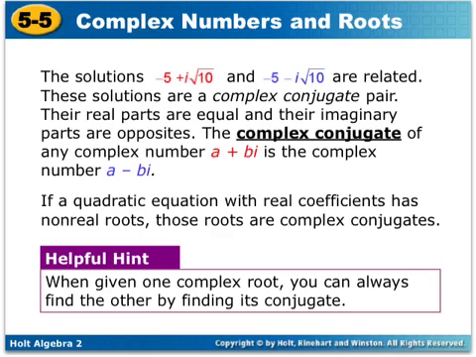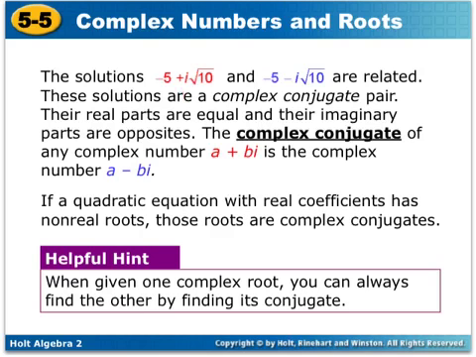So in each slide, I'm going to go back one. So these are actually called complex conjugates. If you look right here, negative 5 plus i square root of 10 and negative 5 minus i square root of 10 are related. The solutions are a complex conjugate pair. Their real parts are equal and their imaginary parts are opposites. Real parts are equal, imaginary parts are opposites.